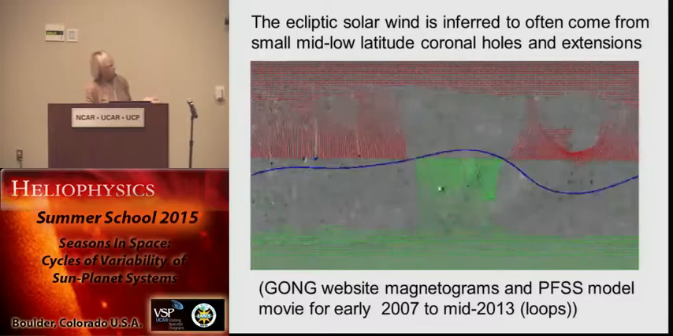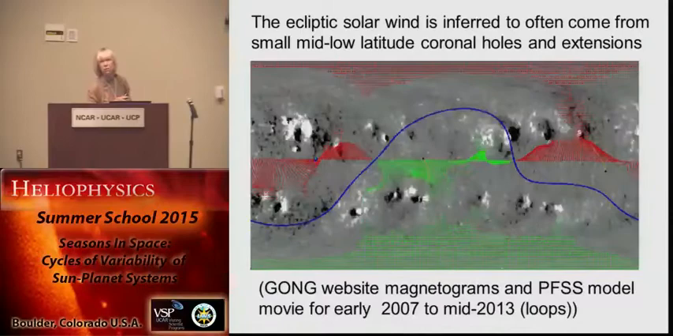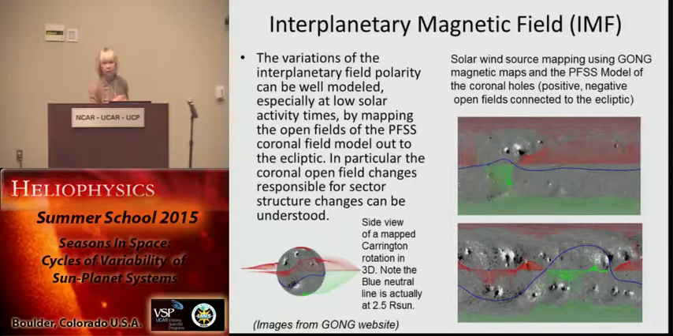And as I said, there's movies, and you can see how this changes with solar cycle. Here's a time when we started out mapping to the poles, and you'll see that it evolves to where we're never mapping to the poles as the active regions emerge. So it's a very educational website to play with. And interplanetary magnetic field timing and sector boundary crossings can be inferred from this site.